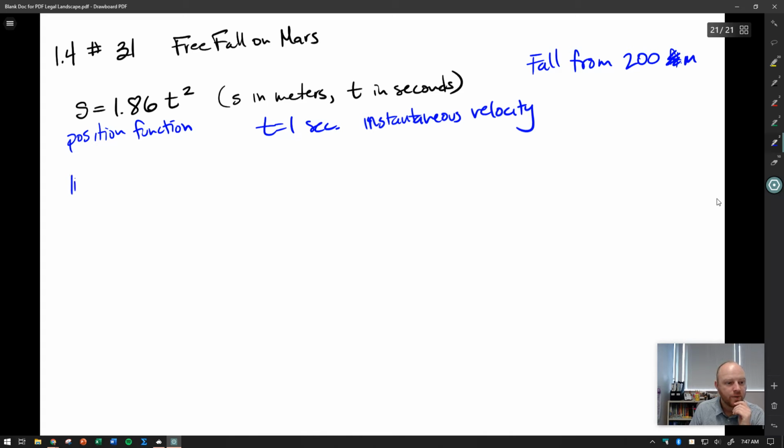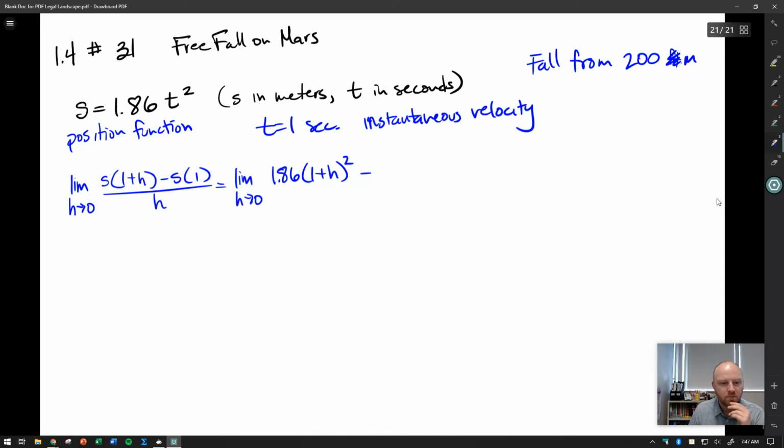So here we go. We've got a limit as h goes to 0 of, we're going to call this function s. So it's going to be s of 1 plus h minus s of 1 all over h. We should be getting really, really used to seeing that function set up now. So this is going to become the limit as h goes to 0 of, we plug in a 1 plus h to the function. We get 1.86 times 1 plus h quantity squared. Minus, we plug in a 1 to this function. We end up with just 1.86. This is all over h.